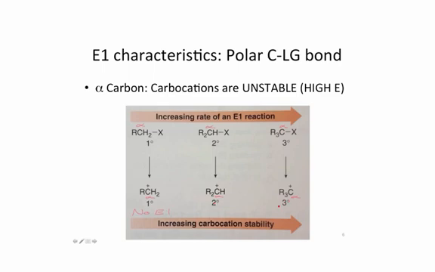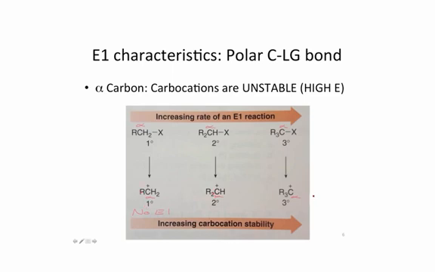What does tertiary mean? Tertiary means that the carbon in question is bound to 3 other groups that are not hydrogen. In this case, the carbon is bound to 3 R groups, making it tertiary. Secondary carbons are bound to 2 R groups. Primary are bound to 1 R group.